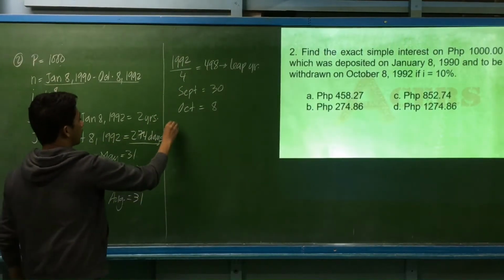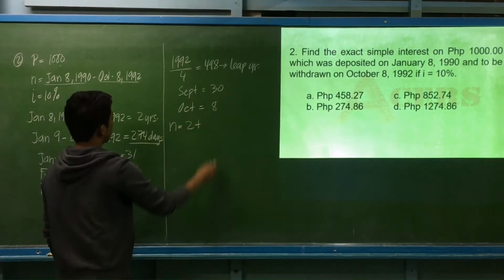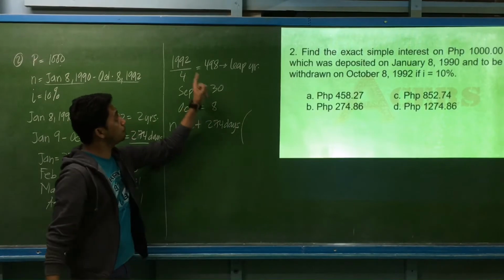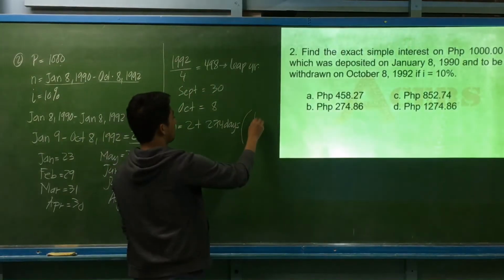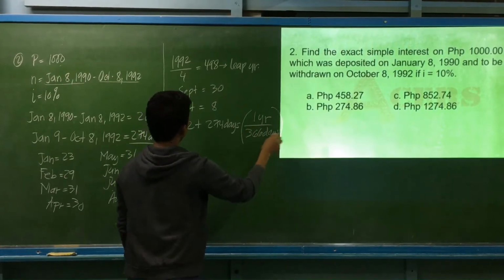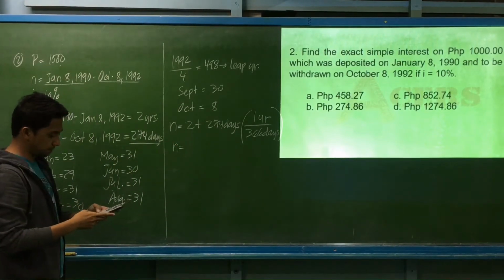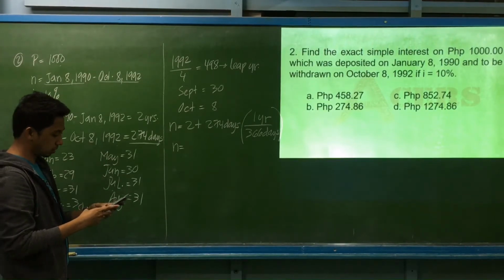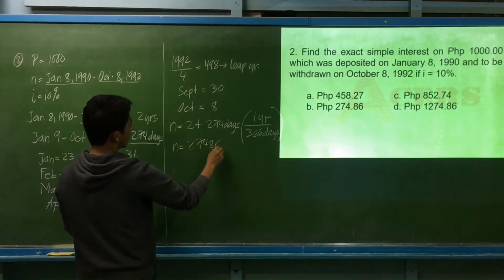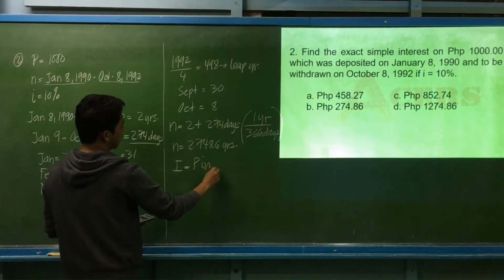So we'll be having the total number of years as January 8, 1990 to January 8, 1992. We have 2 years plus we have 274 days. Take note, 1992 is a leap year. What is the equivalent of 1 year? We have 366 days. So the total number of years will be 2 plus 274 over 366. We have 2.7486 years.